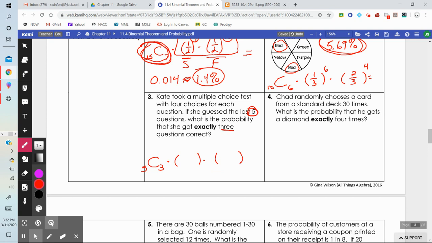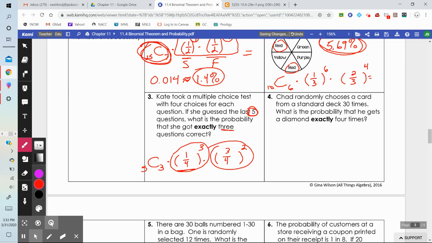So what's the probability she gets 3 questions correct? The chances of getting a question correct, it's multiple choice, so a 1/4 chance of getting it correct. And so this is our successes, so we want to get 3 right. And the other ones, we want to know what's the chances that we got them wrong. So 3 successes, 2 failures.